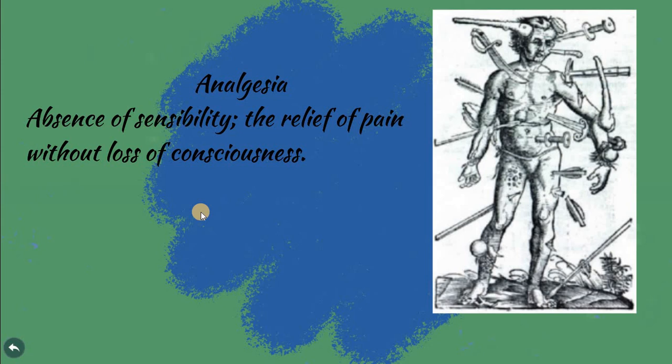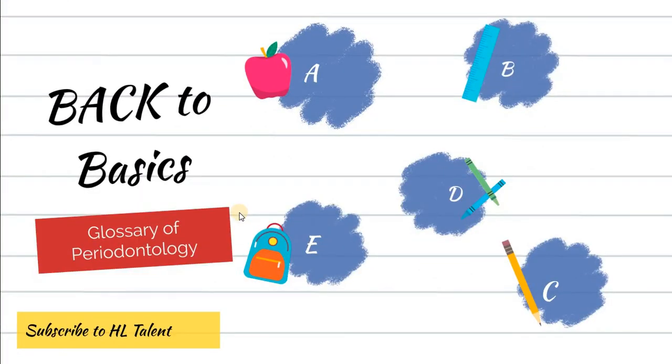Analgesia is the term for absence of sensibility. You feel relief from pain and you are totally conscious, not out of consciousness. Just like when we give local anesthesia, the patients have relief from pain, but they are still conscious. This is the last term for today. I hope you all benefit from it, and thank you for listening.